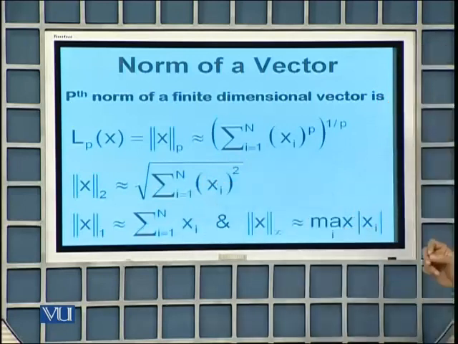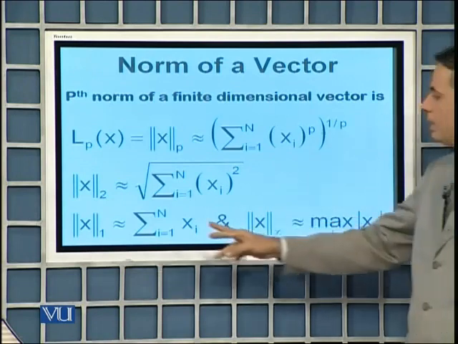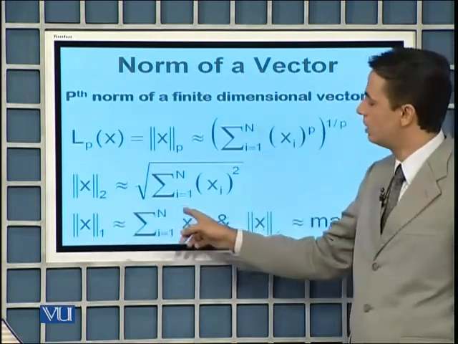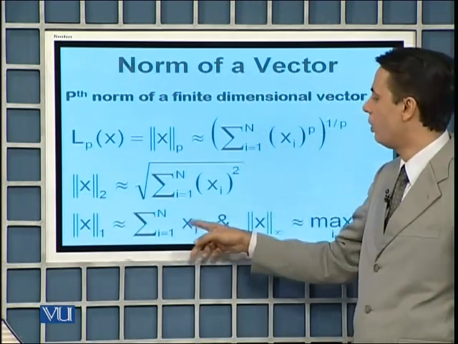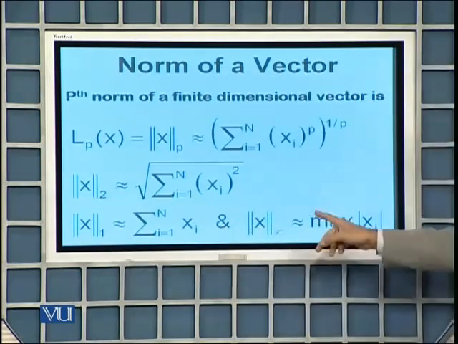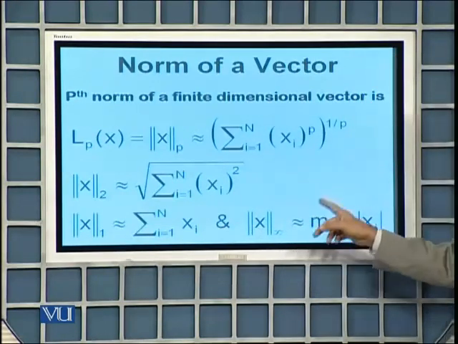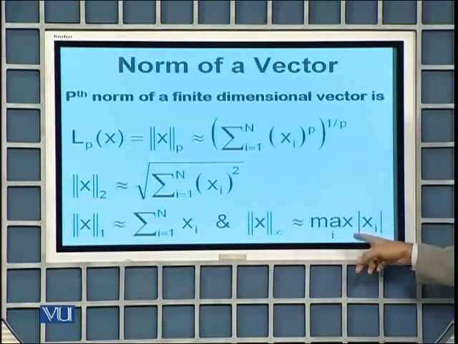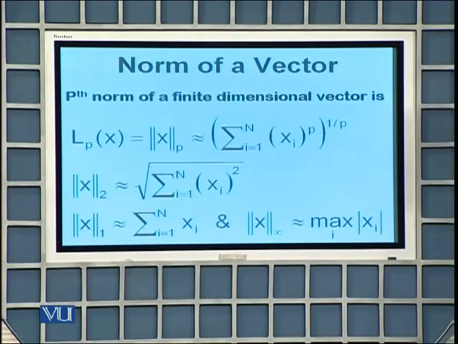This is called Euclidean norm or second norm, L2. There are other useful norms that are also used, and two of them are the L1 norm, which is defined by just the summation of all elements, and the L infinity norm, which is defined as the maximum of the absolute values of all the elements in the finite dimensional vector.